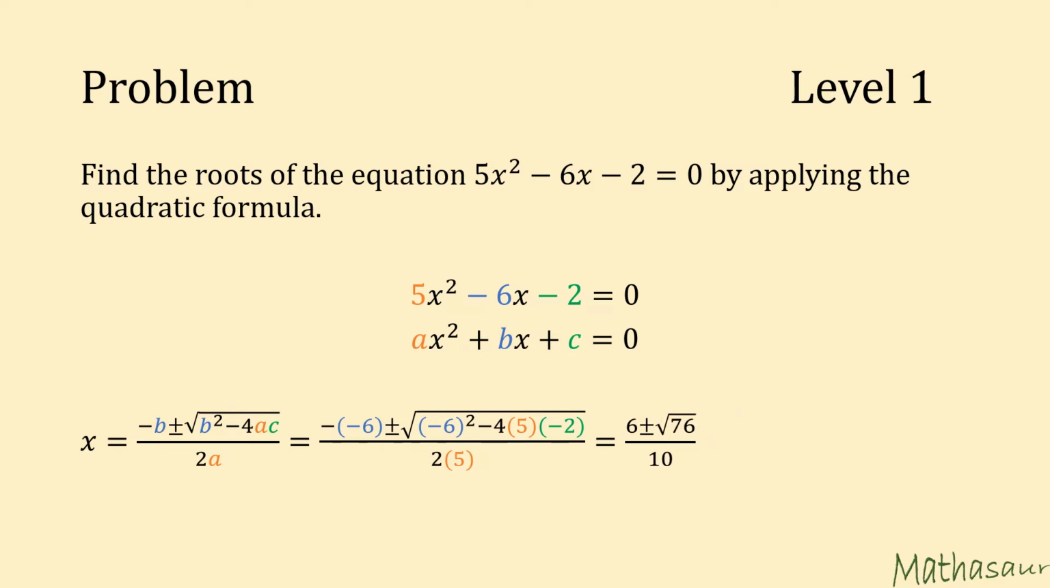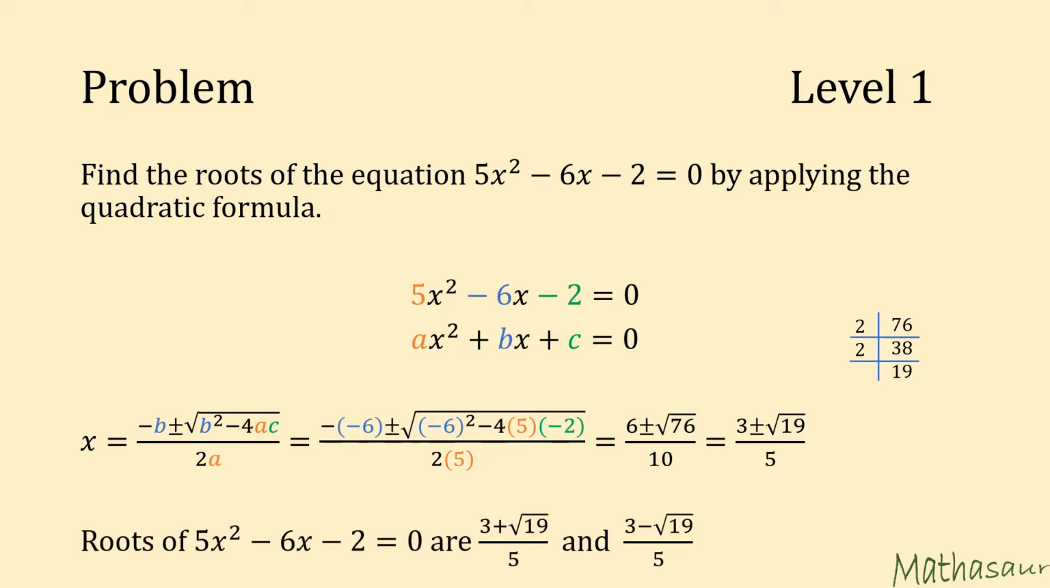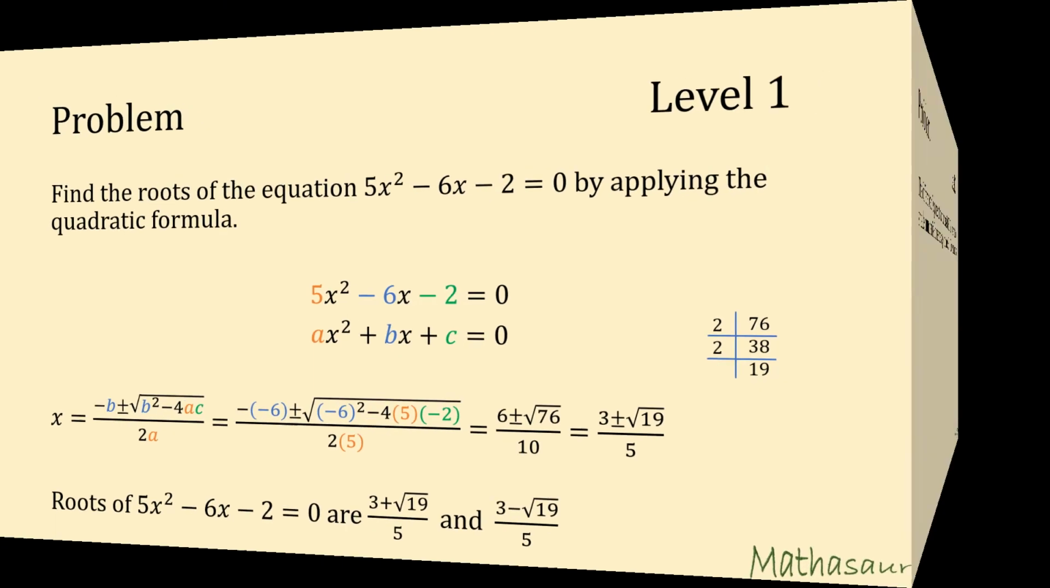We get square root of 76 from the formula. So let us quickly prime factorize 76 and see if there are any pairs of factors. We get a pair of 2. Upon simplifying, we find that (3 + √19)/5 and (3 − √19)/5 are roots of the given equation.